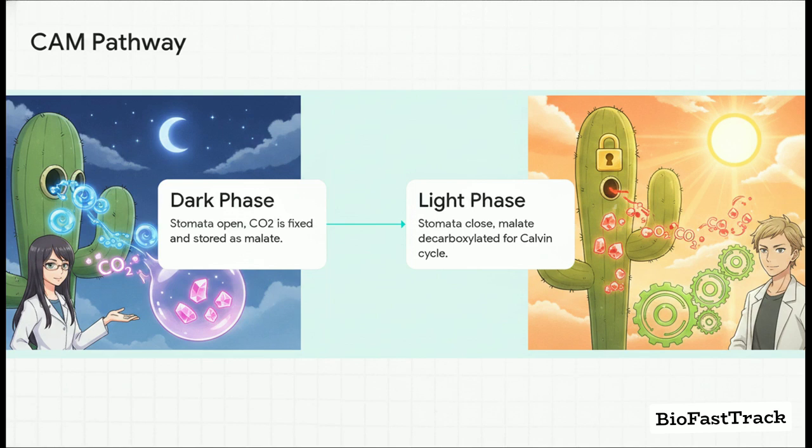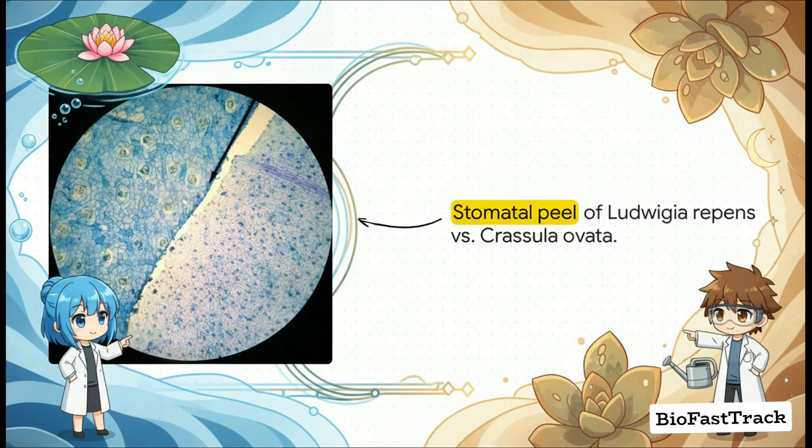Step 2. The light phase. When the hot, scorching sun rises, the stomata lock tightly shut to prevent any water loss. The plant then takes all that stored malate, breaks it down, or decarboxylates it, to release the CO2 internally and runs the Calvin cycle. They literally just hold their breath all day long. And we have the visual proof for this too.